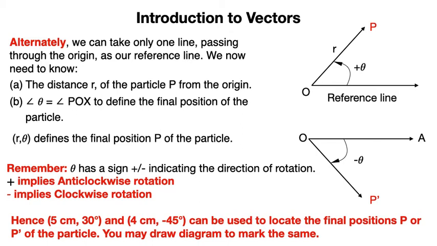So there are two ways of pinpointing the position of a particle in a plane. Either the ordered pair x, y, which we call Cartesian coordinates, or r, theta, polar coordinates. They can also be used to locate the position of a point. So this r, theta or x, y.